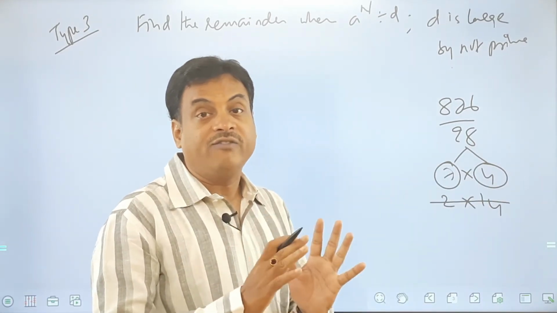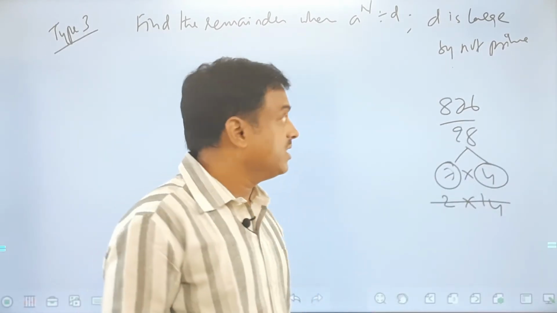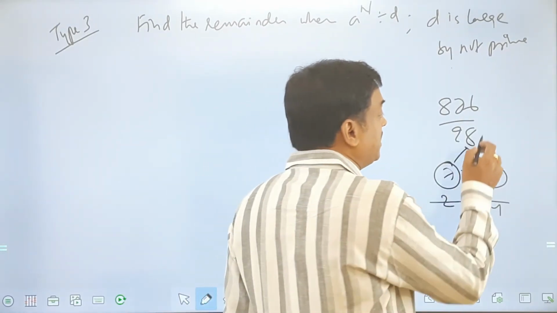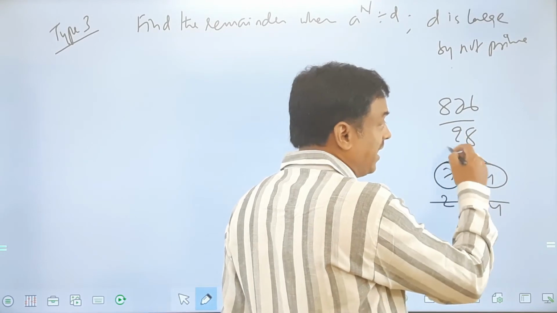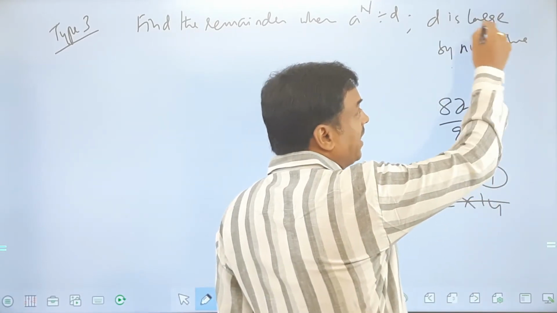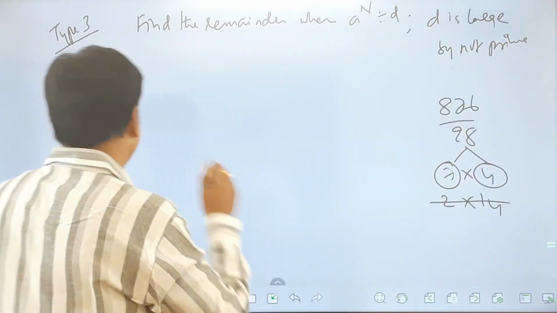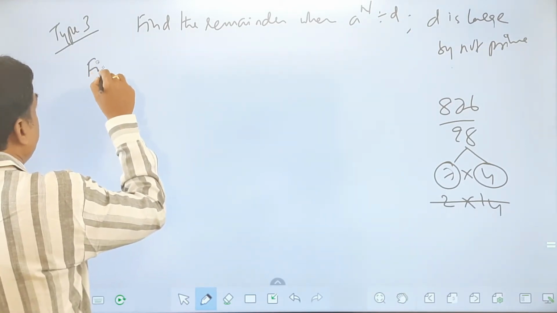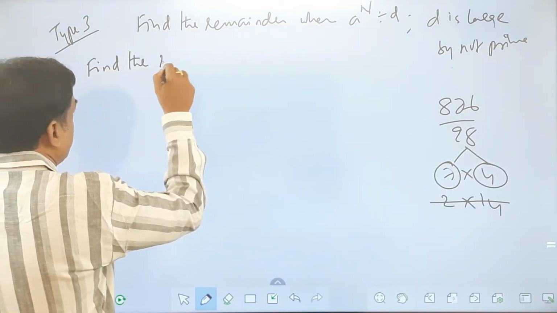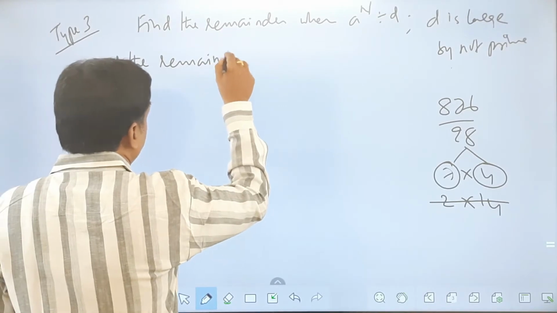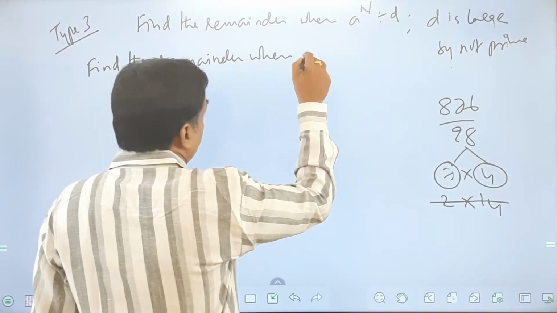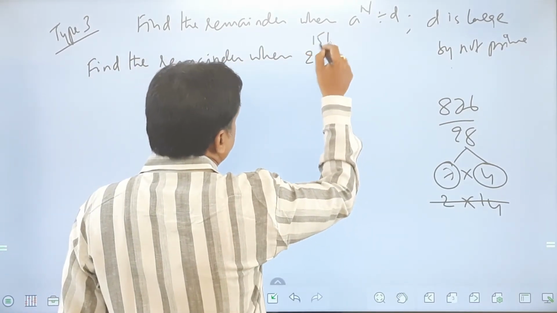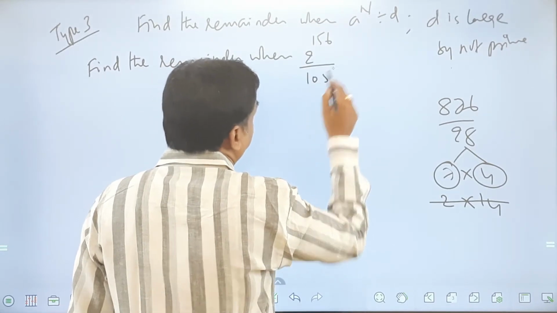4 and 7 have highest common factor as 1. So technically speaking, when the number or the divisor is big, we'll try to divide that into two parts. So my question is something like this now. Find the remainder. Example question, friends. Find the remainder when 2 to the power of 156 is divided by 105.